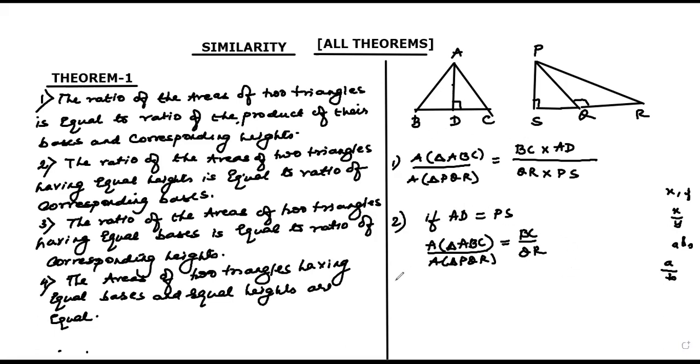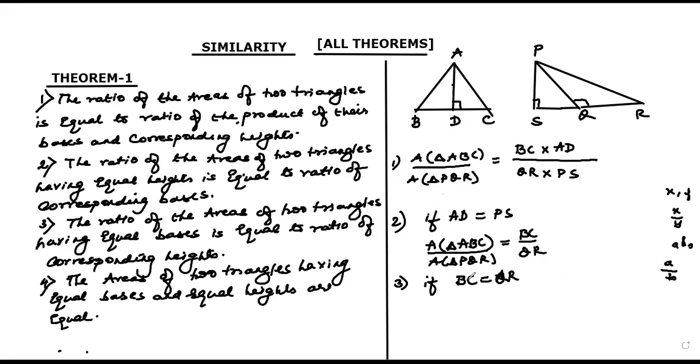You can see this. In the same way, suppose these triangles have equal bases, BC equal QR. The bases are equal, so this BC and QR are equal, okay?